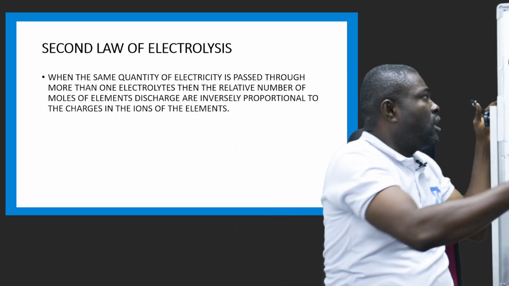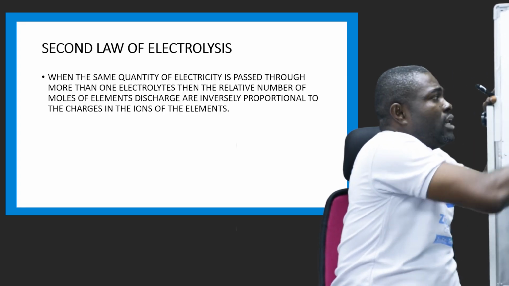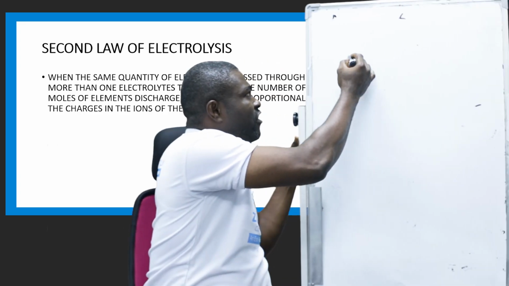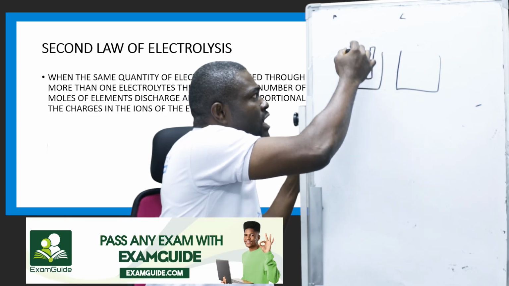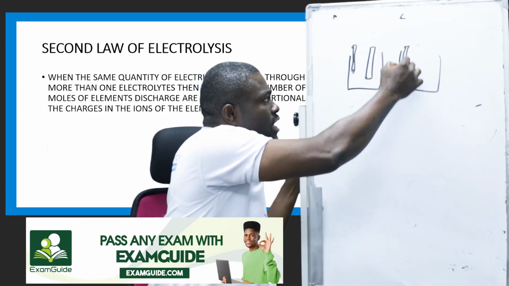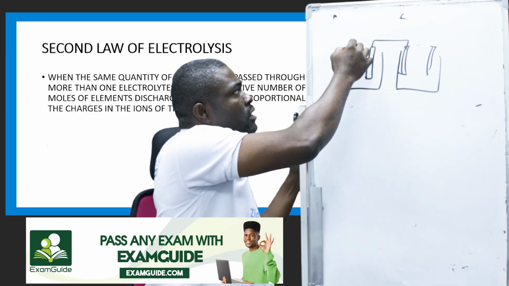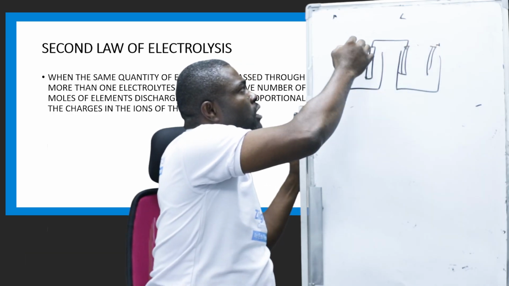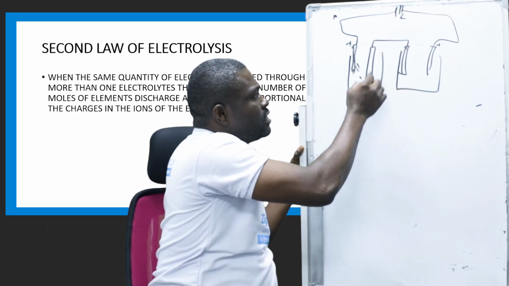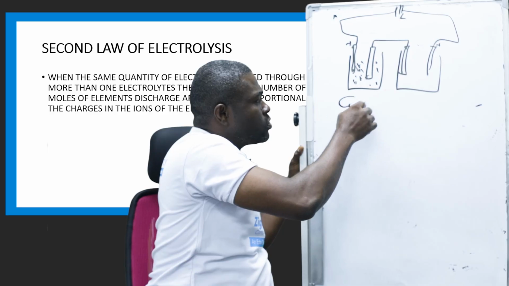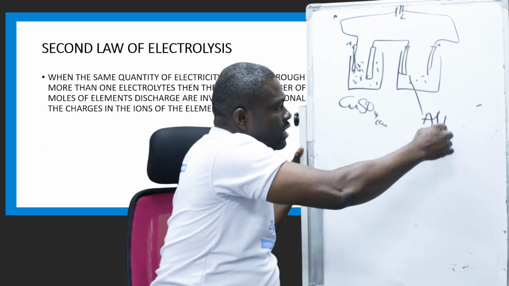Take for instance, let's deal with the second law. Take for instance, I have 2 electrolytic cells. I have the first one, I have the second one, then I have an electrode here, I have an electrode here, and an electrode here also and here. So here is connected to here, right? Then here now is connected to the source of current. So here is containing copper 2 sulfate solution, and here is containing aluminum nitrate solution.